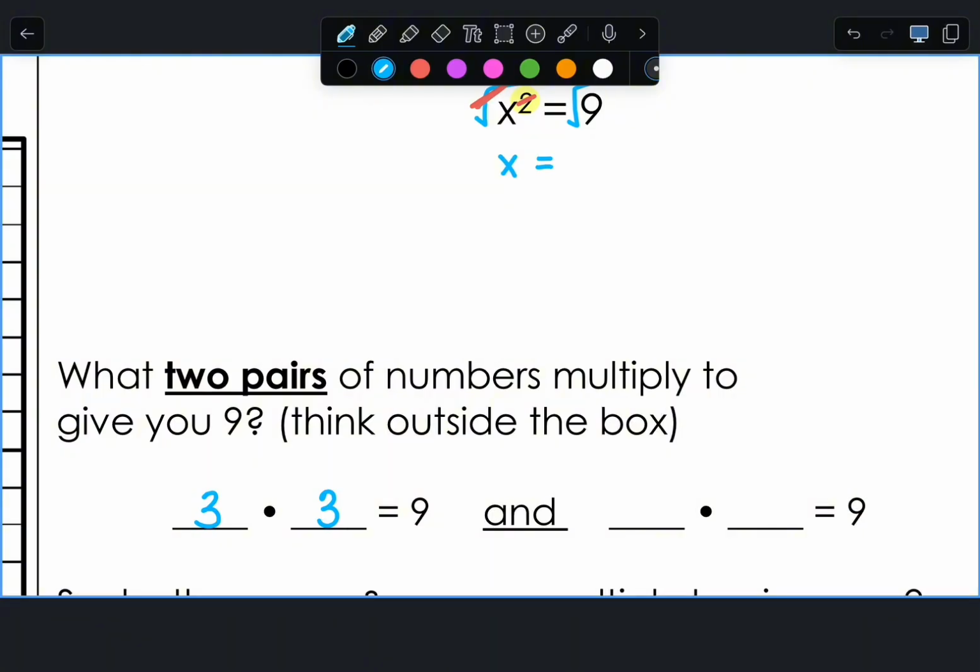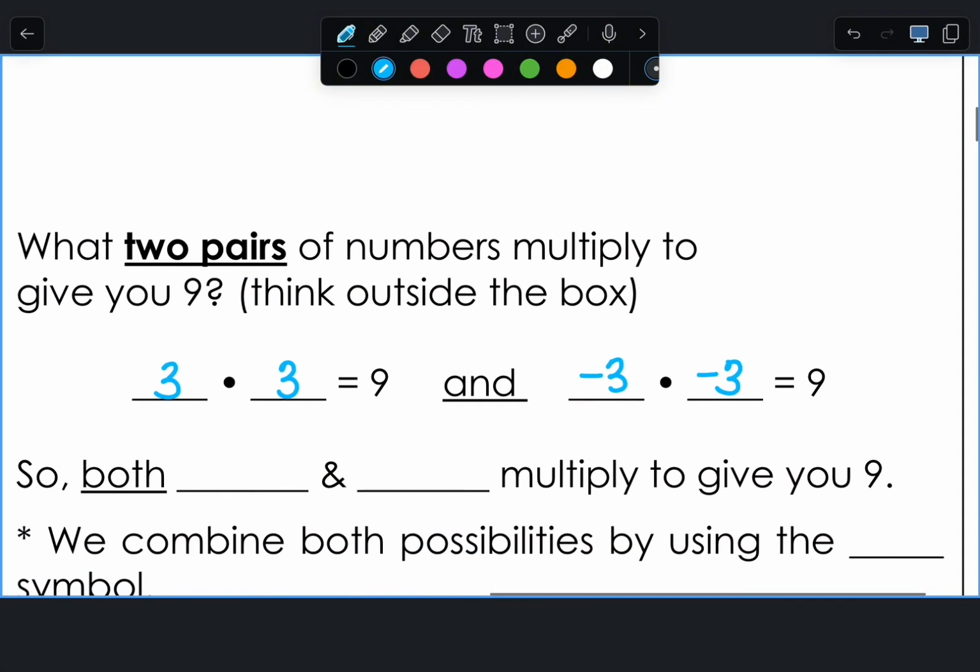3 and 3 again? We already did 3 and 3. There's another pair of numbers. Let me give you a hint. What number can you multiply times itself to give you a positive 9? Negative 3. Negative 3 times negative 3. So both positive 3 and negative 3 can multiply to give you 9.